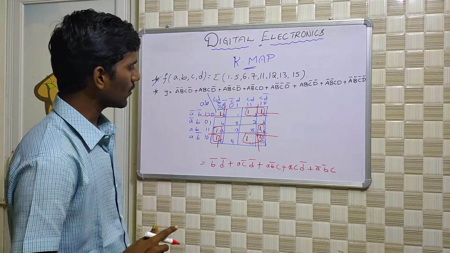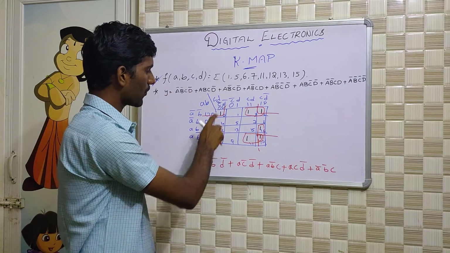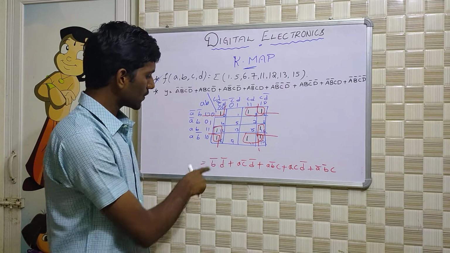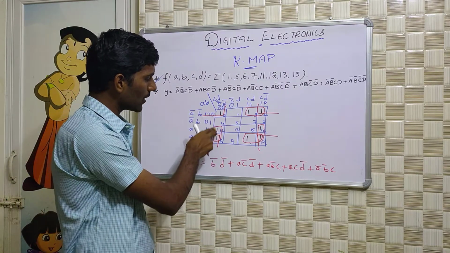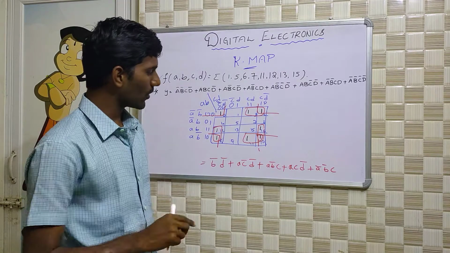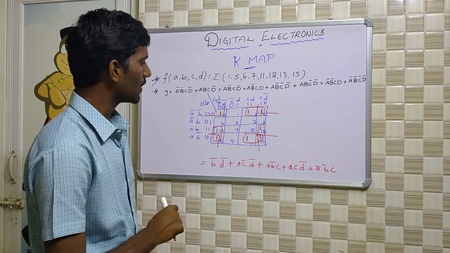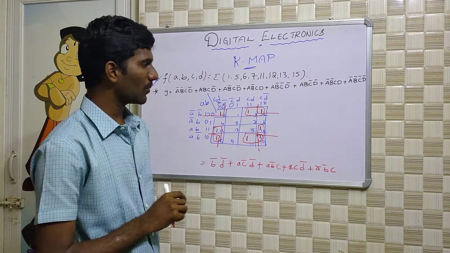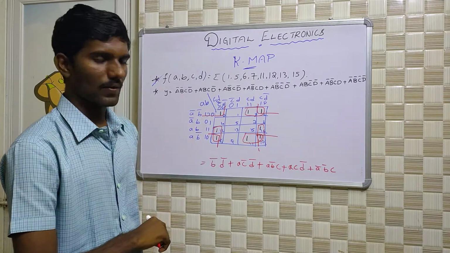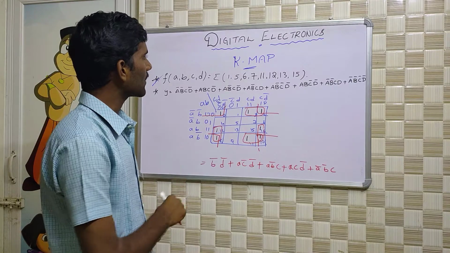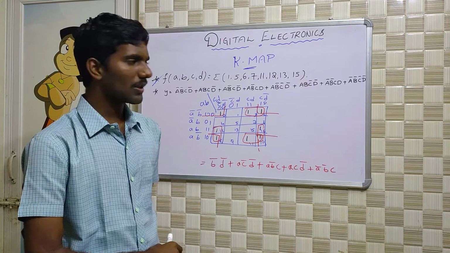From this we can conclude. When we map 4 ones, 4 cells, there will be a reduction of 2 variables. Similarly, if we map only 2 cells, there will be reduction of only 1 variable. If we map 8 cells, there will be reduction of 3 variables. If we map only 1 cell, there is no reduction of any variable, so all 4 variables will be present. This is the K-map technique we will use in the reduction of Boolean algebraic equations.